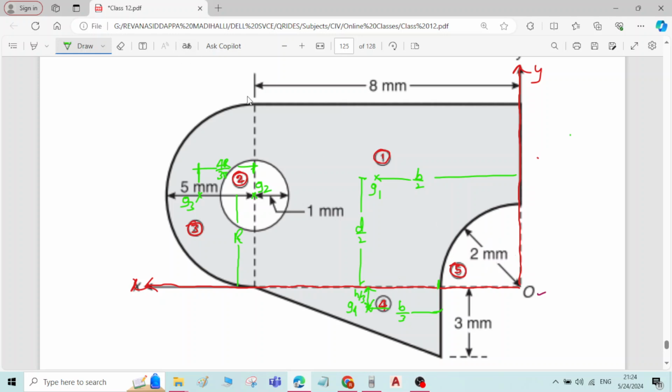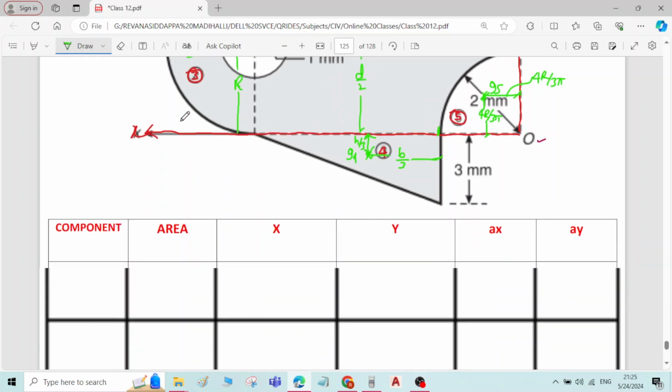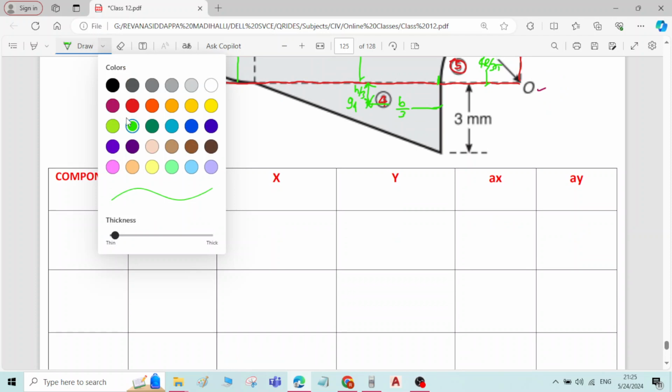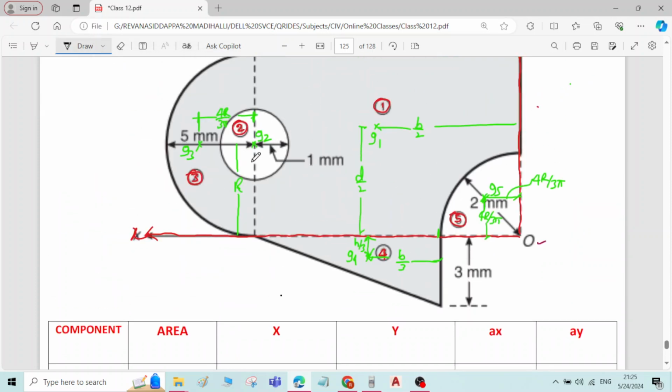And for the quadrant of the circle, if I take G5 as centroid, x bar is equal to 4r by 3 pi and y bar is equal to 4r by 3 pi. So writing the formula is over. Now we'll do the calculations. Here the circle and the quadrant of the circle are unshaded portions. We have to take a negative sign for both these components.